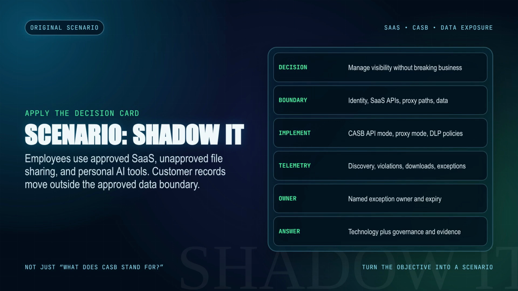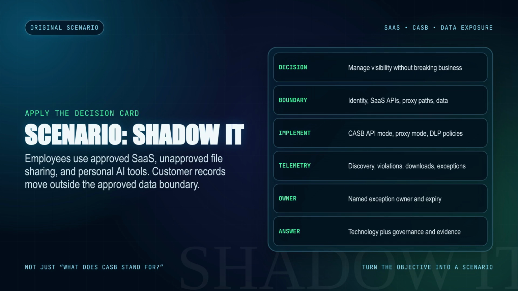Here's an original practice scenario. A company has a growing SaaS footprint. Employees are using approved collaboration apps, unapproved file sharing services, and personal AI tools. Sensitive customer records are sometimes copied into cloud apps outside the approved data boundary. Leadership wants better visibility, but the business does not want to block every new tool immediately.